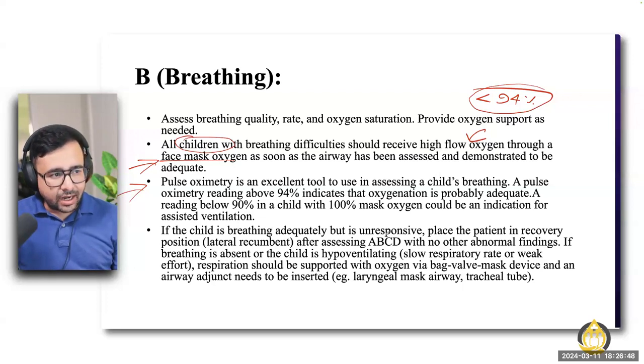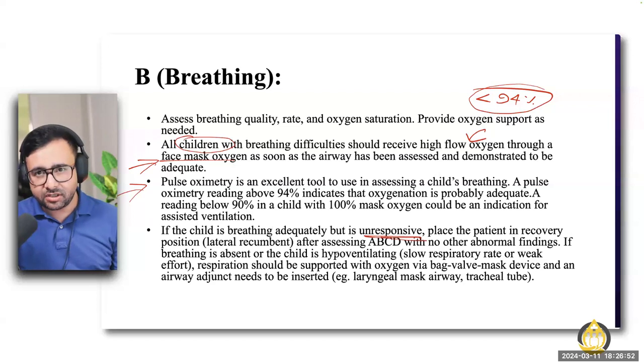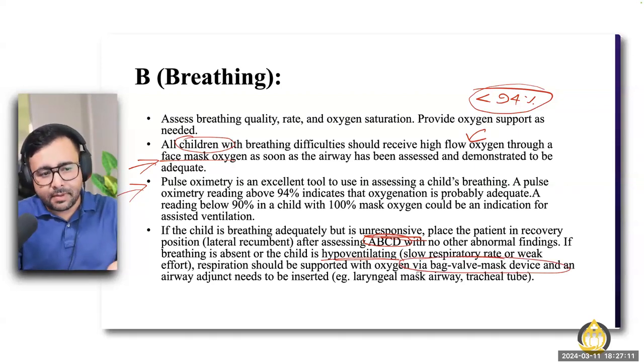If the child is breathing adequately but is unresponsive, then you place the patient in the recovery position, the lateral recumbent position, after you have checked airway, breathing and circulation and have not found any other abnormal findings. If the child's breathing is absent or the child is hypoventilating, that means a slow respiratory rate or weak effort only, then again you may need to use the bag and valve mask device.